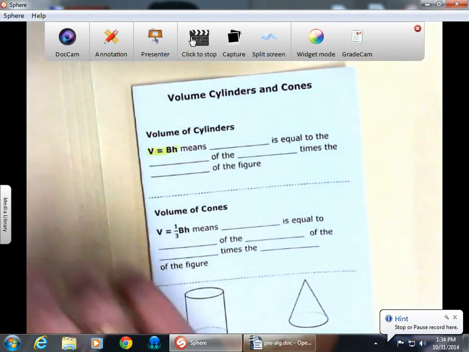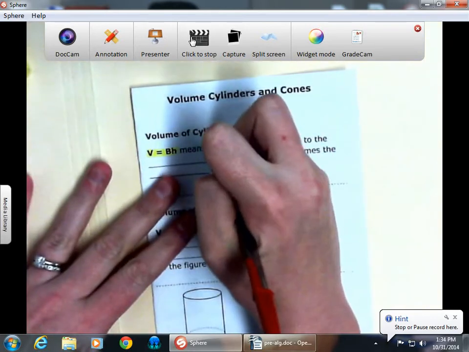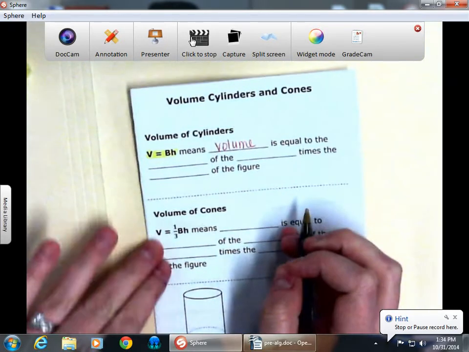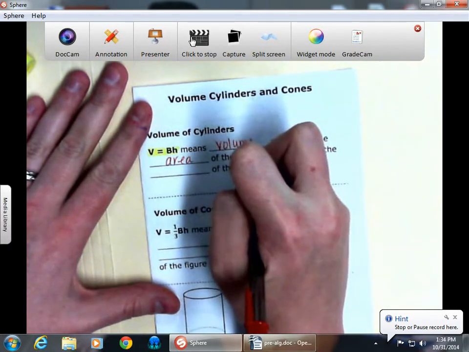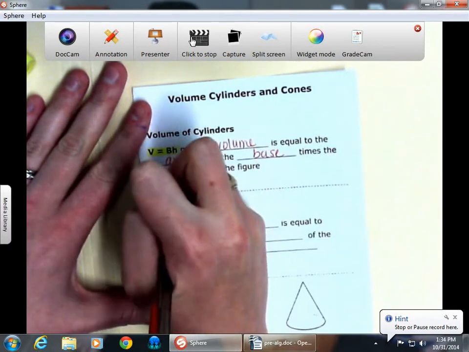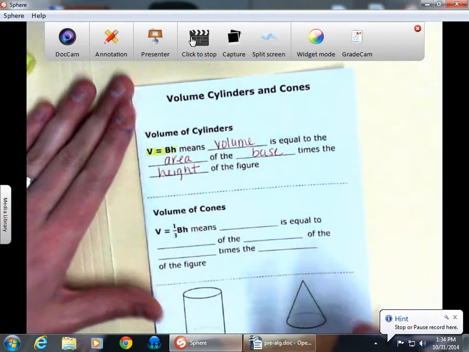And this says that volume is equal to, big B is the area of the base times the height of the figure. That's what the formula means.